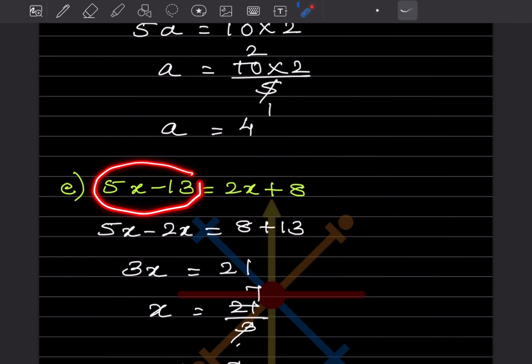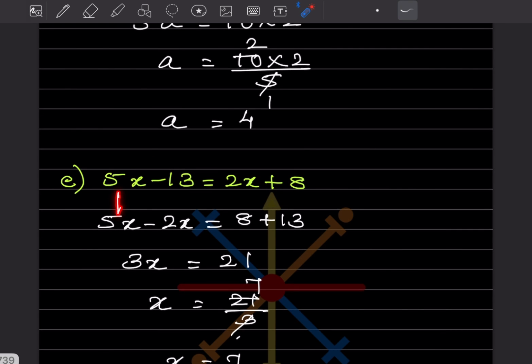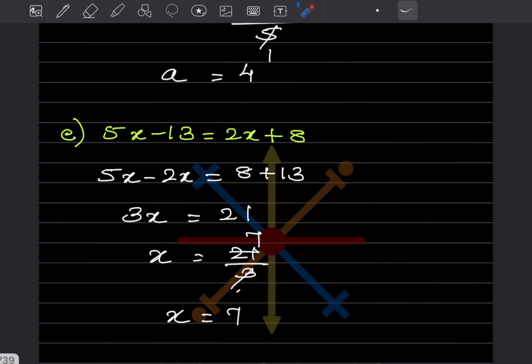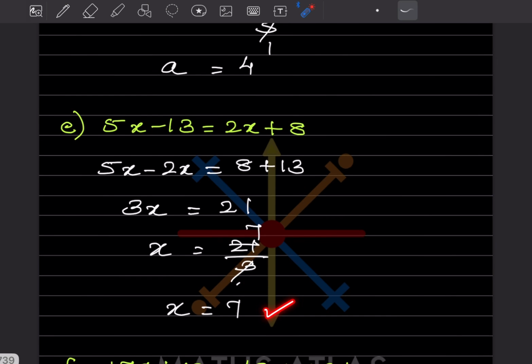Now this is slightly different. This is the left hand side and this is the right hand side. We'll keep the x on the left side and the constant, that is without a variable, on the right hand side. This is already on the left hand side. If we bring this over here, it is going to be minus 2x. This is already on the right hand side, minus 13 is going to be plus 13. So 5x minus 2x is 3x. This will be 21. So 3x is 21. This is multiplication, so it will get divided by 3, which will be 7. So x is 7.